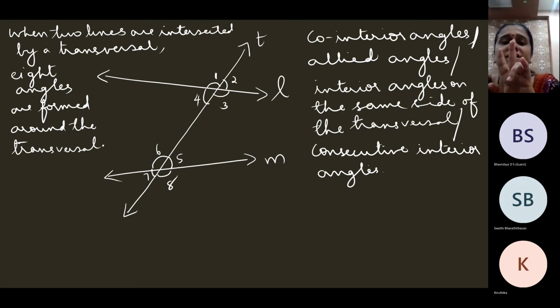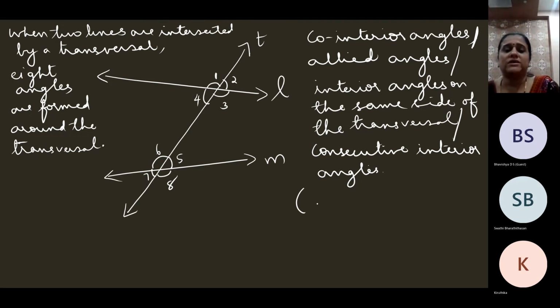If you pick two interior angles on the same side of the transversal, they are called co-interior angles or allied angles or consecutive interior angles. So the two angles must be interior angles. See the name, co-interior angles, or interior angles on the same side of the transversal. So both of them should be interior angles, not exterior.